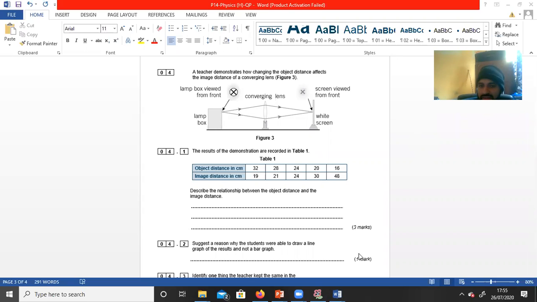Question number 4. Try and think about what relationship you can see, and then we're going to go through the mark scheme. And then try and think about 4.2, and then tell me what you think.